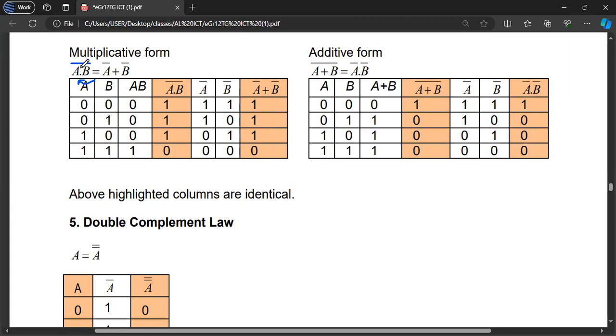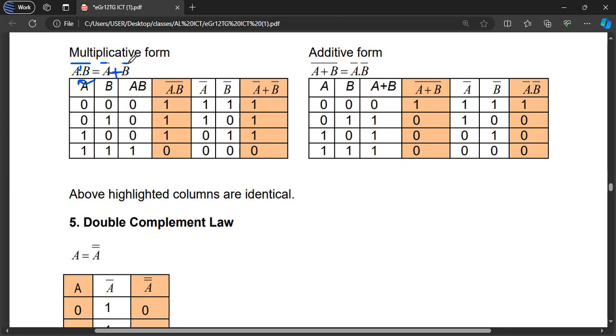you have a dot here. So because of the bar, the dot is going to become plus. Why? Opposite, no? Once you apply a bar, that's why here it's plus, because the dot has been converted to plus, and here it's going to be A bar plus B bar. I think it's clear.